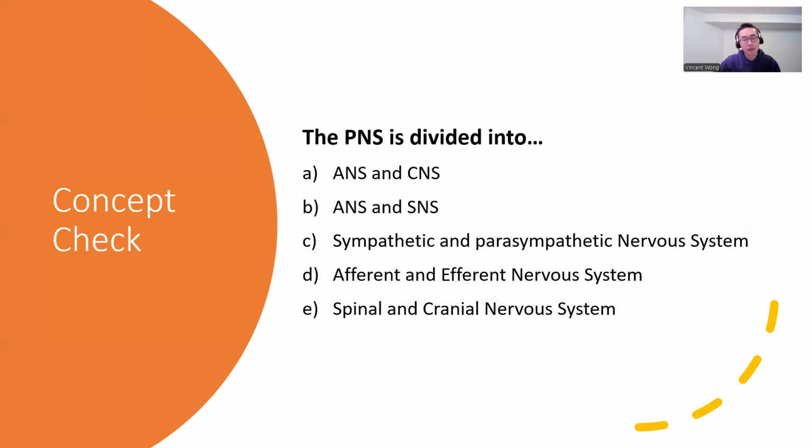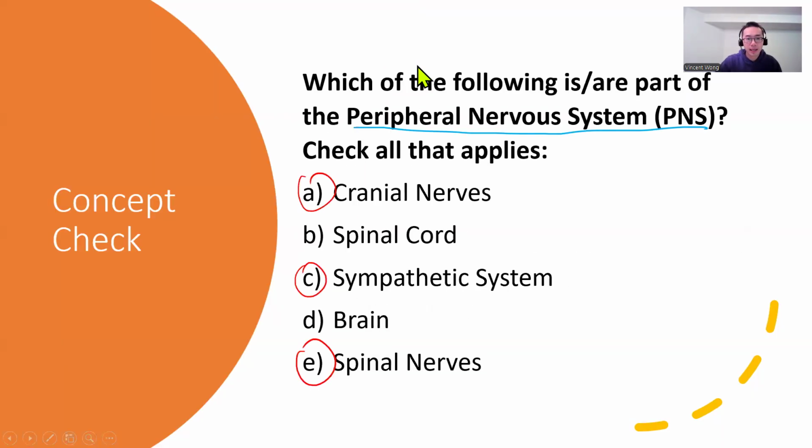Hey, just look at the flow chart that we did. I hope you copied it down. You should be copying the notes as we go to help you understand a little bit more. Okay. The answer is ANS and SNS.